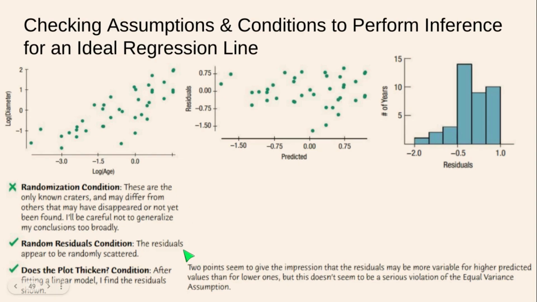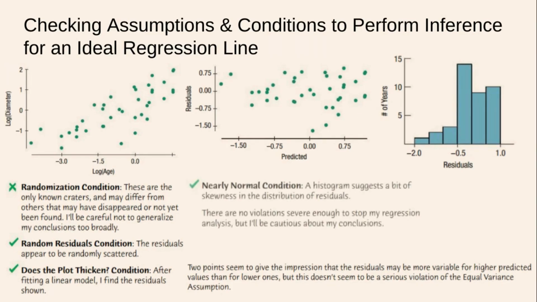Random residuals condition. Now we look at the residuals plot here. The residuals appear to be randomly scattered, no recognizable patterns. Does the plot thicken? After fitting a linear model, we find the residuals shown. All right, so we have these residuals over here, and we have residuals over here. The plot does not appear to thicken. Yeah, there's a little bit of thickening down here, but it doesn't appear to thicken all that much.